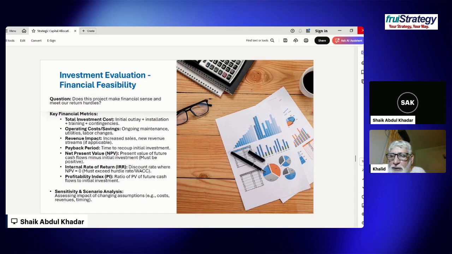And also do sensitivity and scenario analysis. This will show the impact of changing assumptions, for example, cost changes or revenue changes or timing changes. So you do a scenario analysis or sensitivity analysis to get a better feel of any change in the assumptions. Next slide.